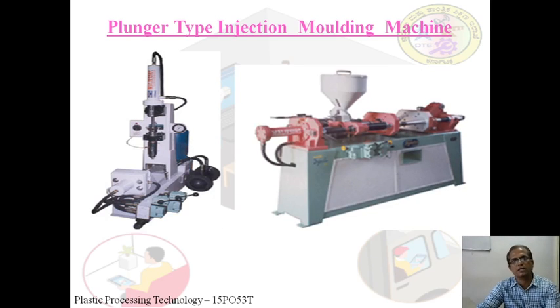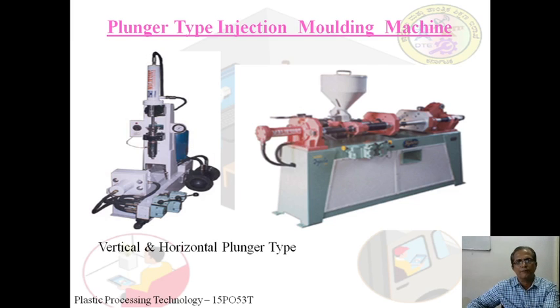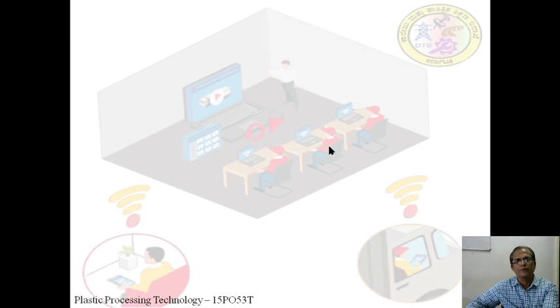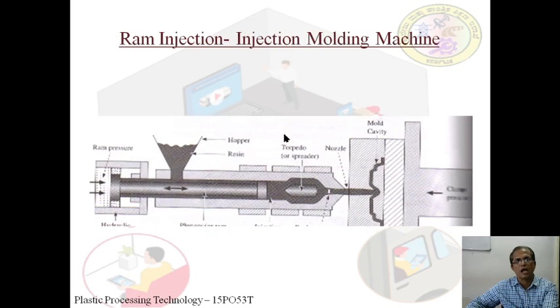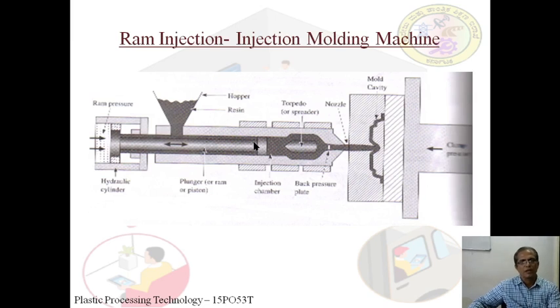See here in this diagram, you can see a machine of bigger size, which is having a horizontal barrel and a hopper arrangement. Both types of machines, vertical as well as horizontal, are available, but most of the machines have a horizontal type of barrel. Now in a horizontal type of machine, we have the ram type injection molding machine and the screw type injection molding machine. In this diagram you can see the ram type of machine.